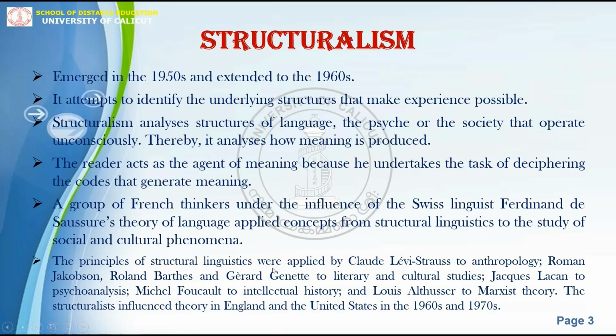Now, the principles of structural linguistics were applied by Claude Lévi-Strauss to anthropology, then Roman Jakobson, Roland Barthes, and Gérard Genette to literary and cultural studies, Jacques Lacan to psychoanalysis, Michel Foucault to intellectual history, and Louis Althusser to Marxist theory. So, various theorists applied structural linguistics to anthropology, then to literary and cultural studies, psychoanalysis, intellectual history, Marxist theory, and so on. Structuralism influenced theory in England and the United States in the 1960s and 1970s, respectively. So, this is a short idea about what is structuralism.